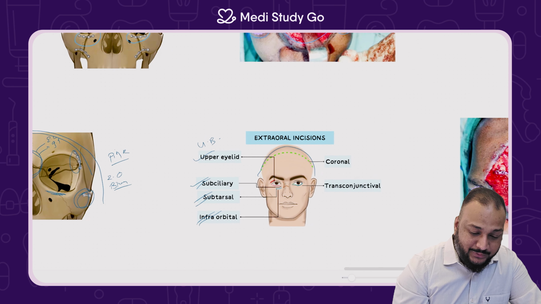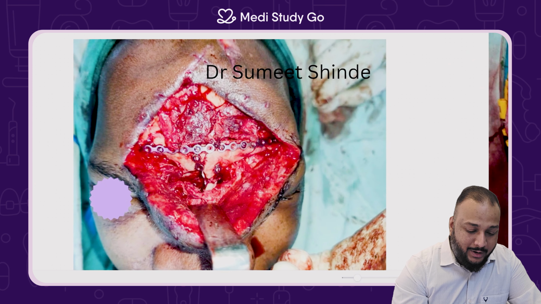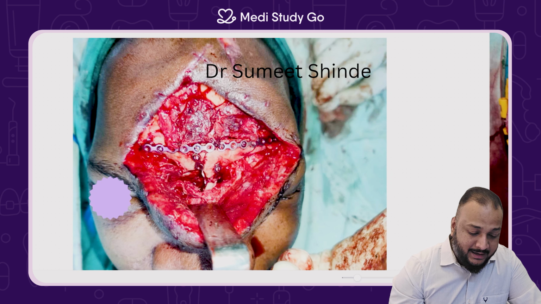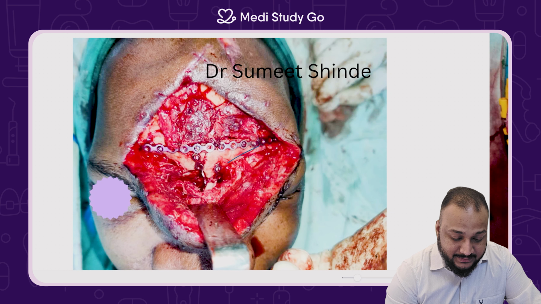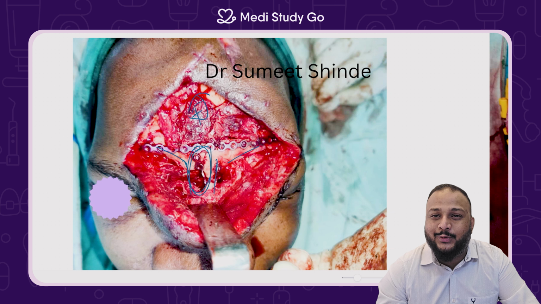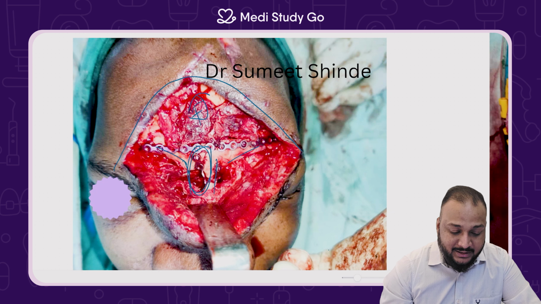Let me show it to you. How do you plate a Lefort 3 fracture? This is one of my operated cases. Have a look. This is the superciliary arch, this is the frontal bone, and this is the nasal bone. We have already placed a plate in the frontonasal area, so this is through an existing laceration approach.